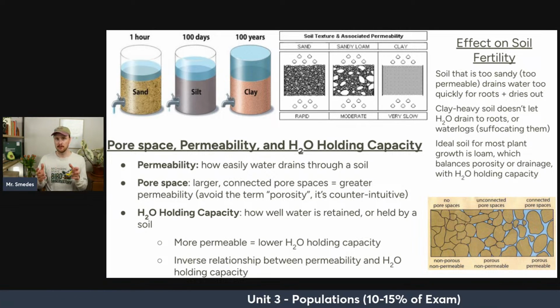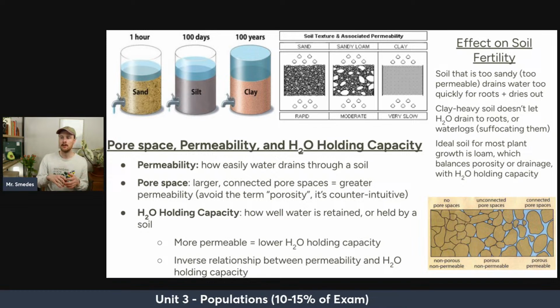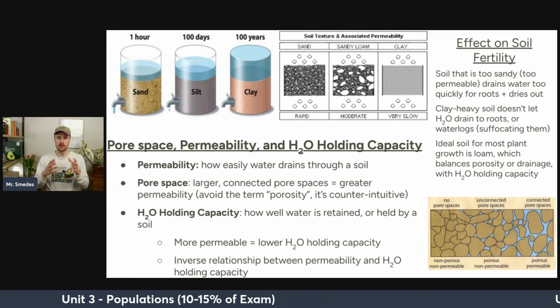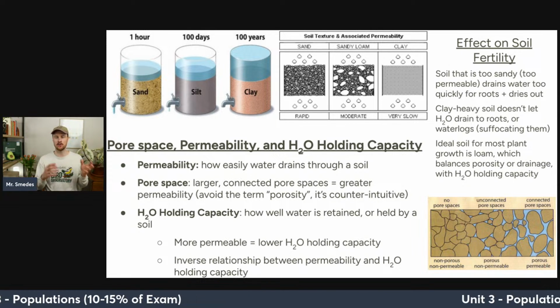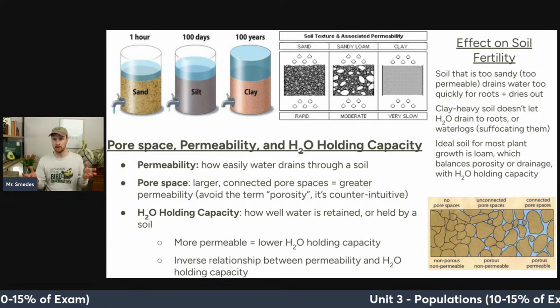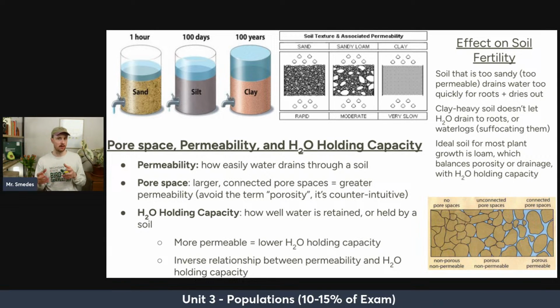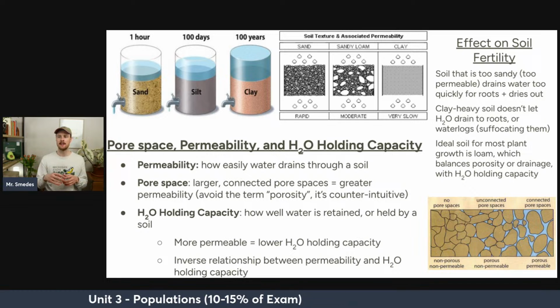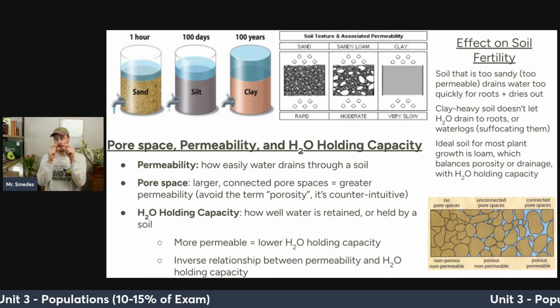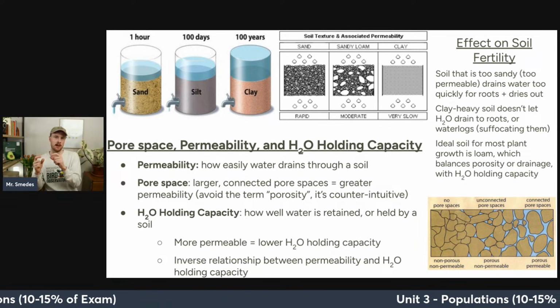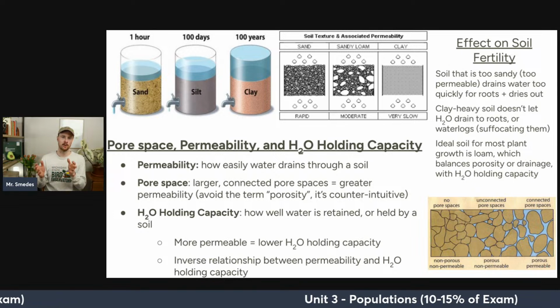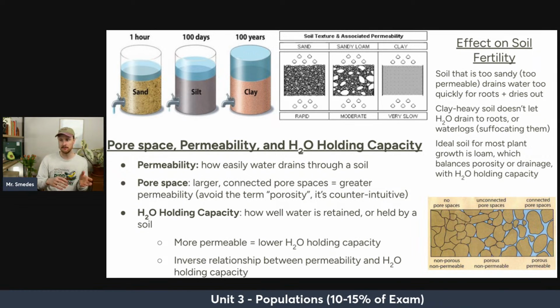So remember, permeability, how fast does water drain through? Pore space, larger pores, are going to help that water drain through fast. Sand has big pores, so the water drains through it fast. Silt has much smaller pores, so the water drains through it more slowly. Clay has very small pores, and its pores are not always well connected. So soil that has a lot of clay does not drain very fast.